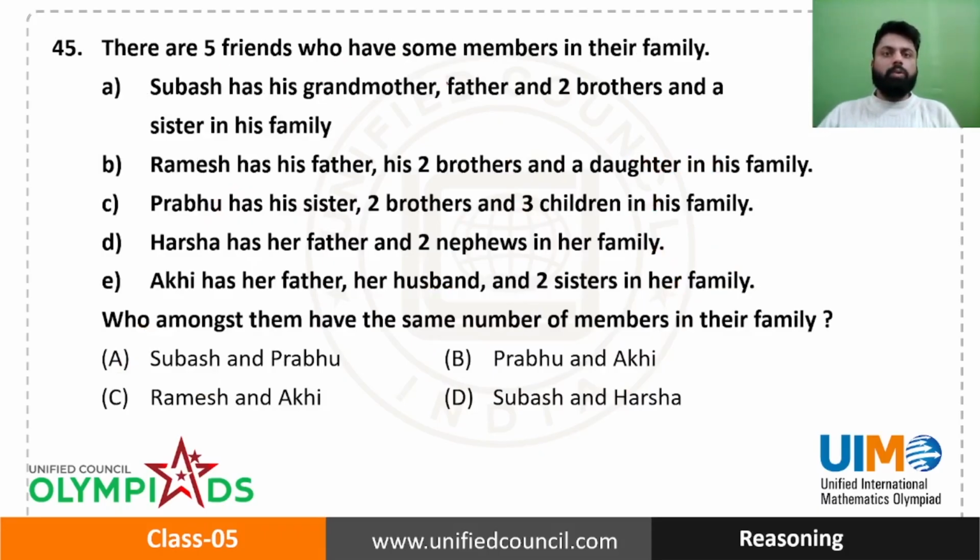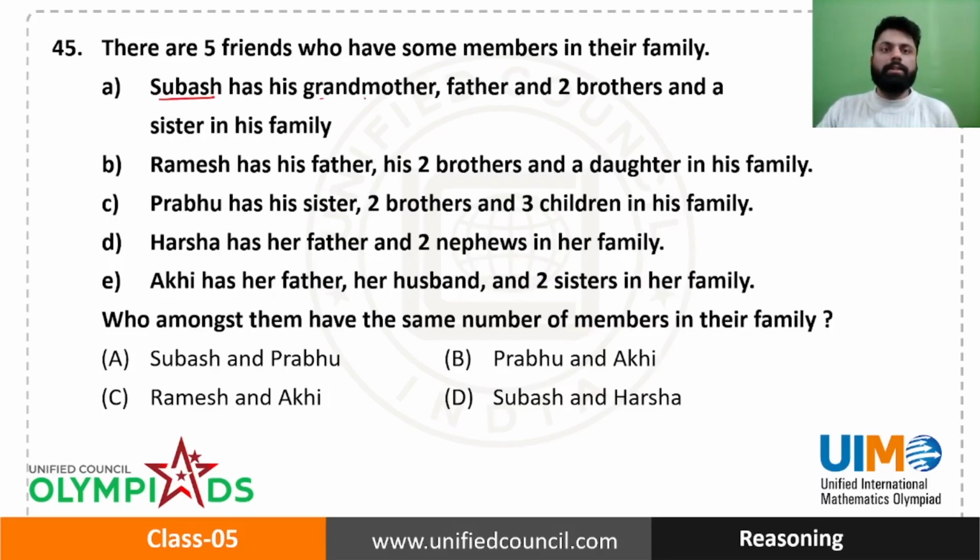There are 5 friends who have some members in their family. Subhash has his grandmother, father, and 2 brothers and a sister in his family. Ramesh has his father, 2 brothers, and a daughter in his family. Prabhu has his sister, 2 brothers, and 3 children in his family. Similarly, Harsha has her father and 2 nephews in her family. Akhi has her father, her husband, and 2 sisters in the family. Who amongst them have the same number of members in the family?